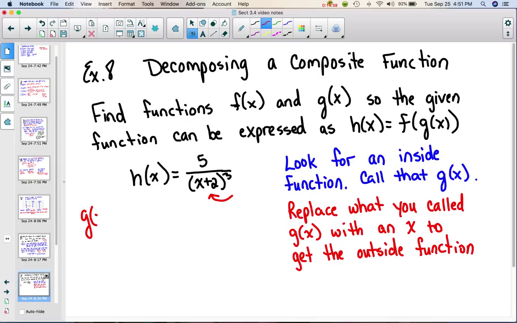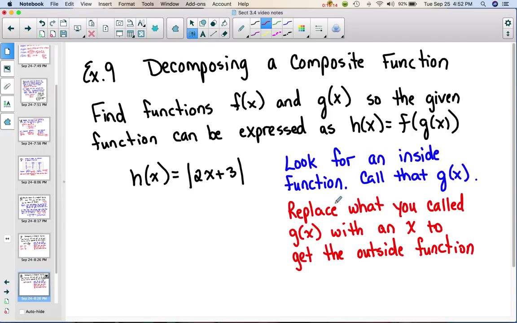So I'm going to let g of x equal x plus 2. Then replace what you called g of x with an x, and that's going to be your outside function. In this case, it's f of x. So I'm going to replace the x plus 2 with an x, and I get 5 over x cubed. And that's all there is to it. Notice that if I put g of x inside of f of x, I would have this. So again, look for an inside function, call it g of x. Replace what you just called g of x with an x to help you get the outside function.